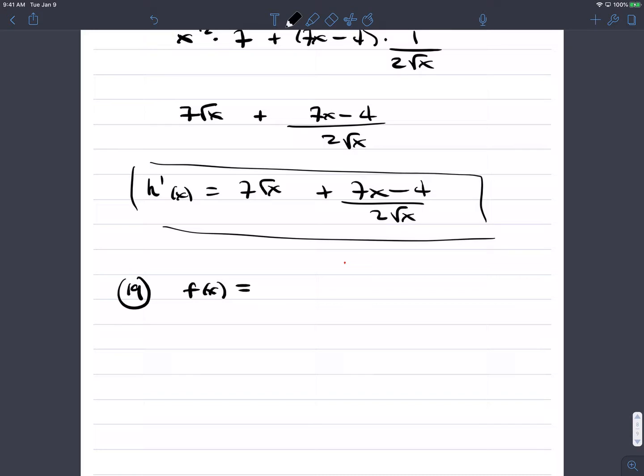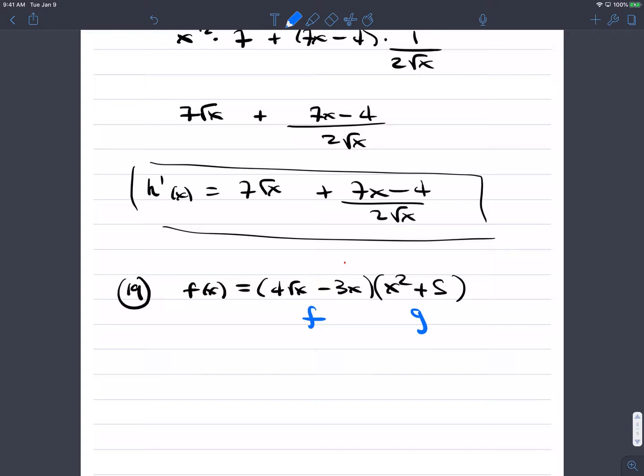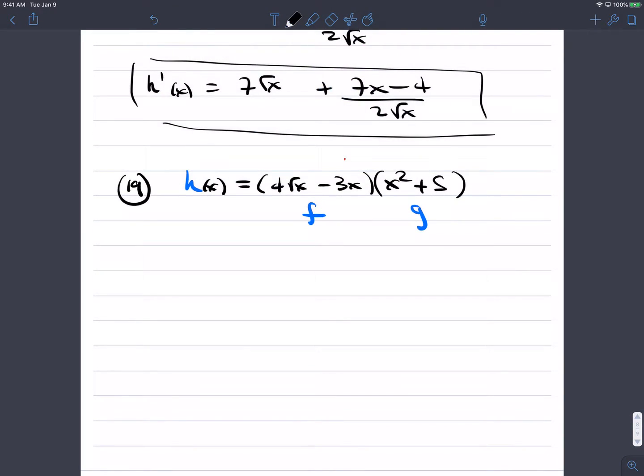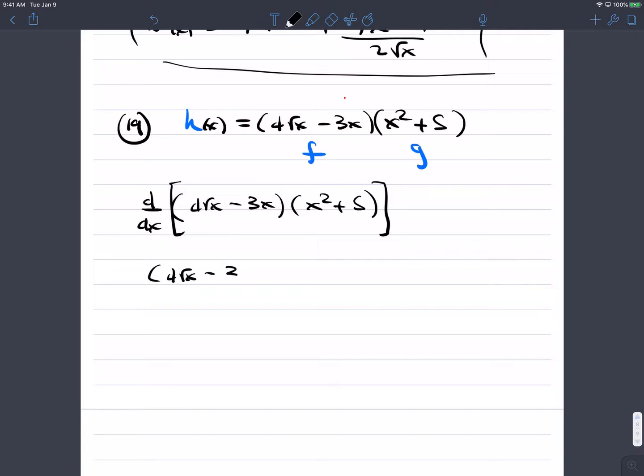And that brings us to 19. So your function here is, for 19, 4 times the square root of x minus 3x times x squared plus 5. Is that the same f? No, change it to h if you like. So when I go to my operator notation, d/dx of 4 square root of x minus 3x times x squared plus 5. This becomes 4 square root of x minus 3x times that derivative of x squared plus 5, plus, down here, x squared plus 5 times that derivative of 4 square root of x minus 3x.